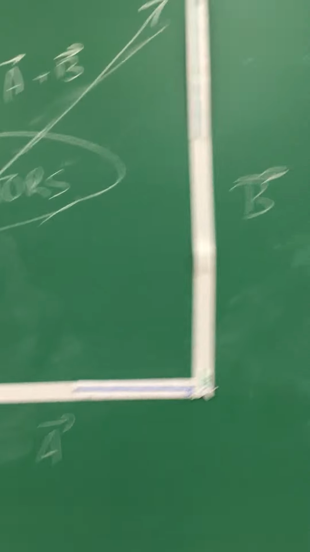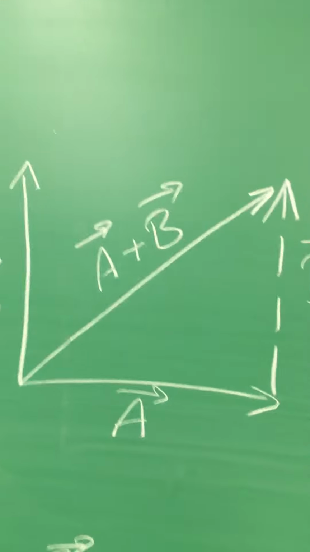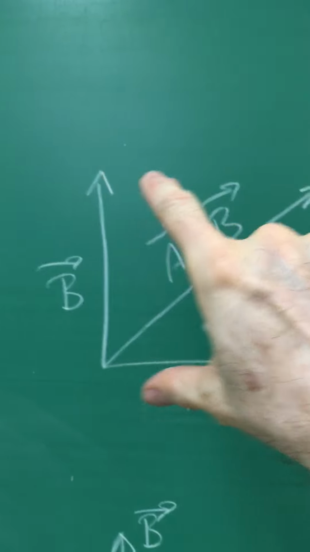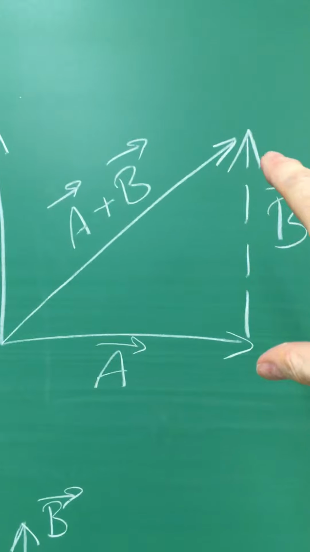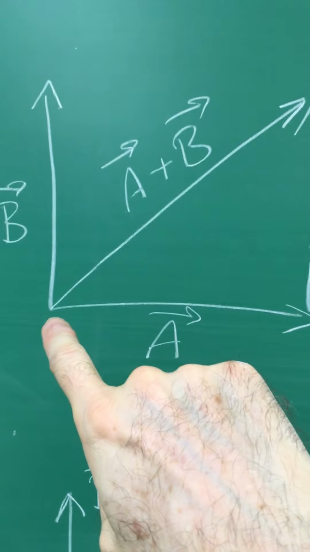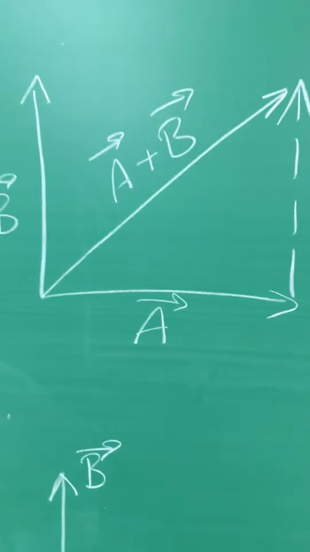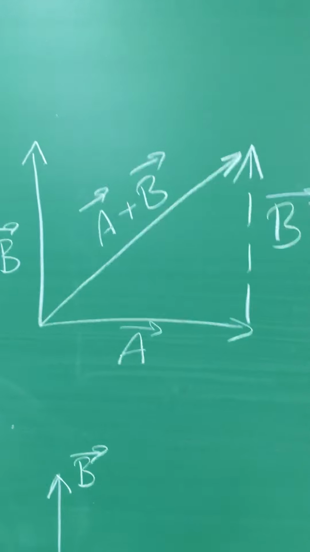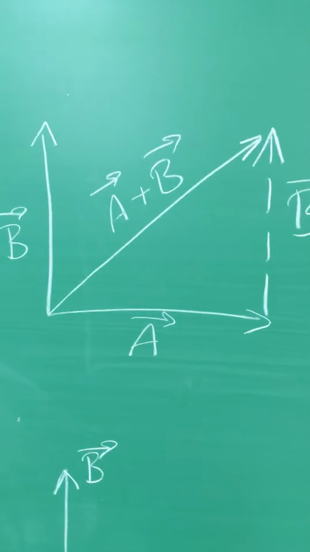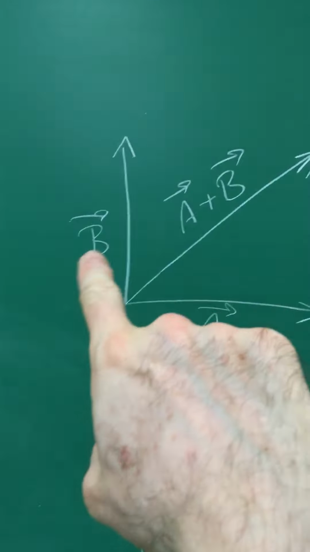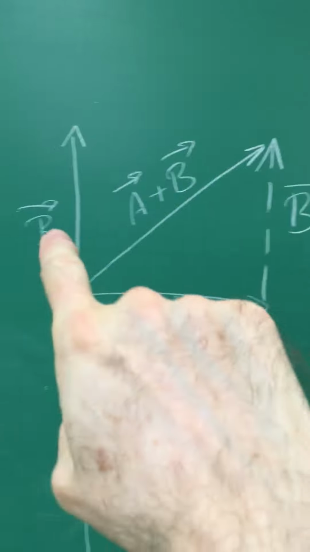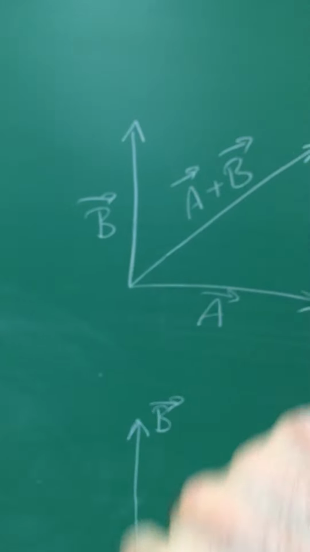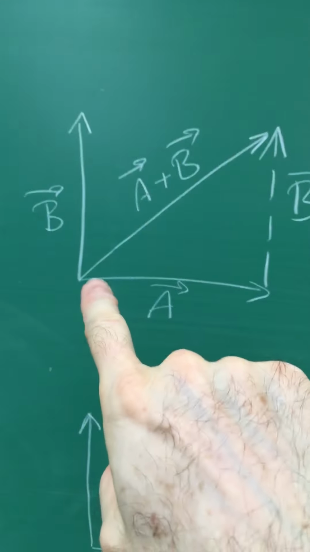Now, I can look at that as being this example right here. Here's A, here's B. I transport B to this location right here, and I go from the tail of A to the tip of B, and that's my A plus B. Now, the reason I can do this is that these two B's are the same vector. The vector is defined by its magnitude and its direction, not necessarily where it begins.